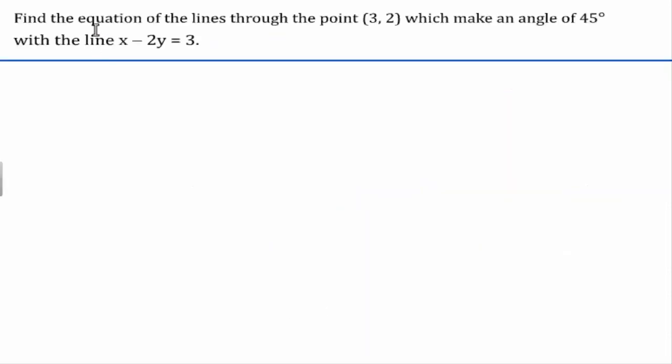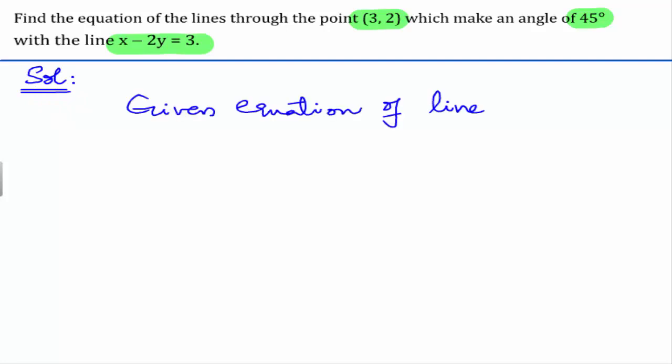In this question, we need to find out the equation of the lines through the point (3, 2), which make an angle of 45 degrees with the line x minus 2y is equal to 3. Let us see the solution for this. The given equation of the line is x minus 2y is equal to 3. Let us find out the slope of this line.